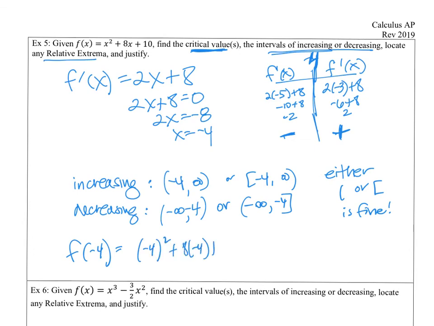Okay, so relative extrema, we know that f of -4 equals -4 squared plus 8 times the -4 plus 10, which is 16 minus 32 plus 10, which is -16 plus 10, or -6. So is that a max or a min, and how do I know? Well, if it changes from negative to positive, it's changing from decreasing to increasing, so we know that's a relative min.